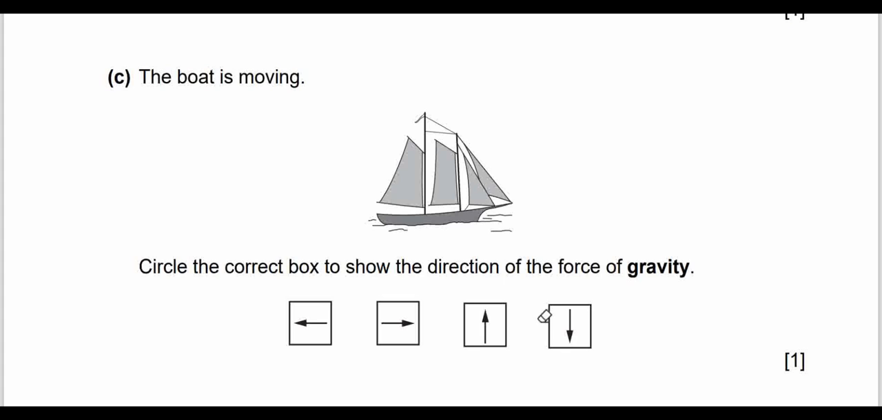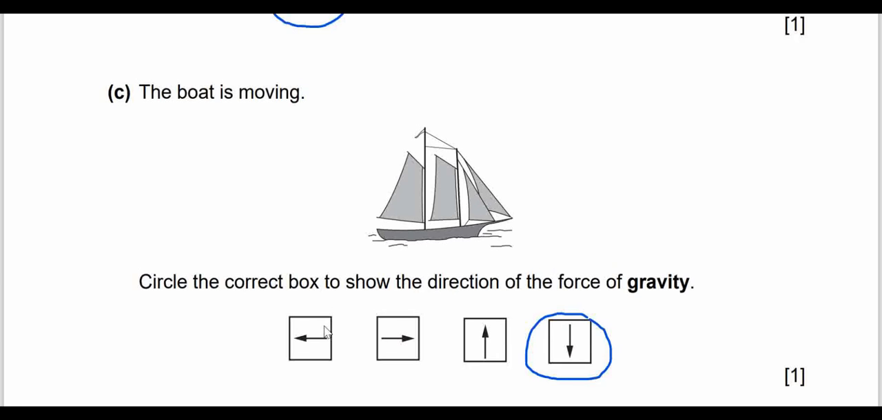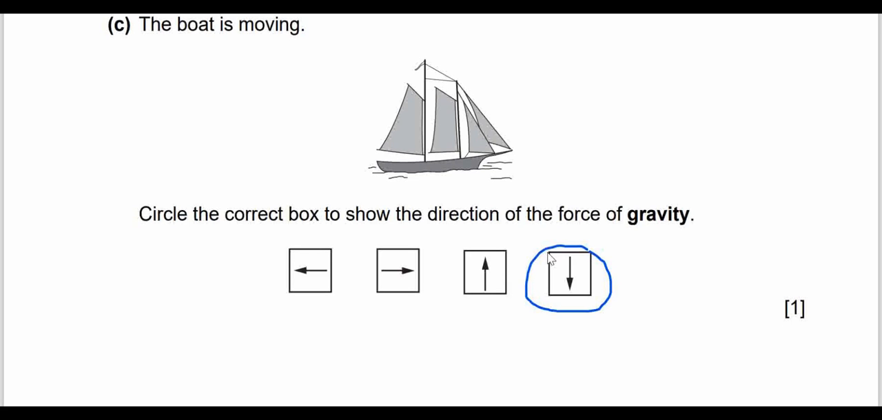Next number. Here we go. Question C. The boat is moving. Circle the correct box to show the direction of the force of gravity. Gravity is always one of these. Okay, 10 seconds from now. Okay, let's open up the answer, guys. So it's down. Gravity is always down towards the center of the earth.